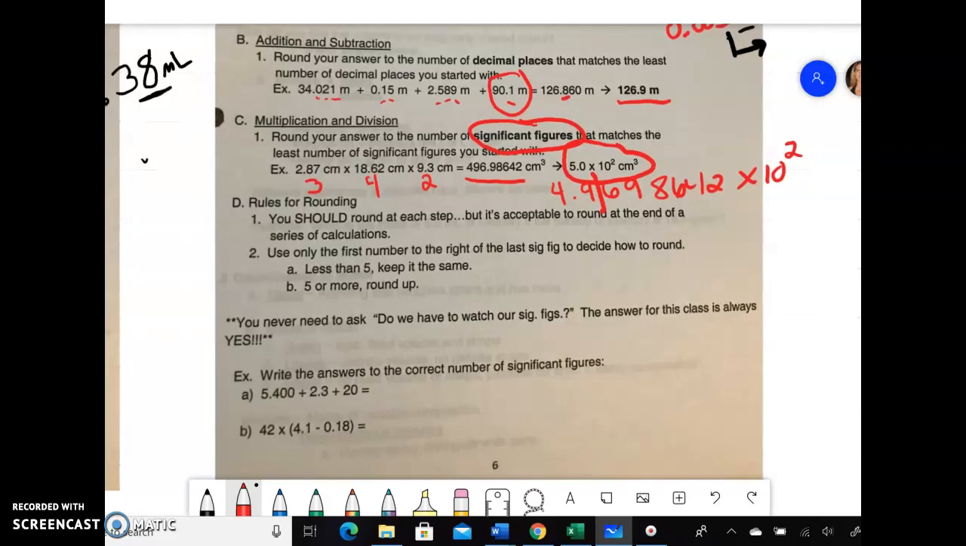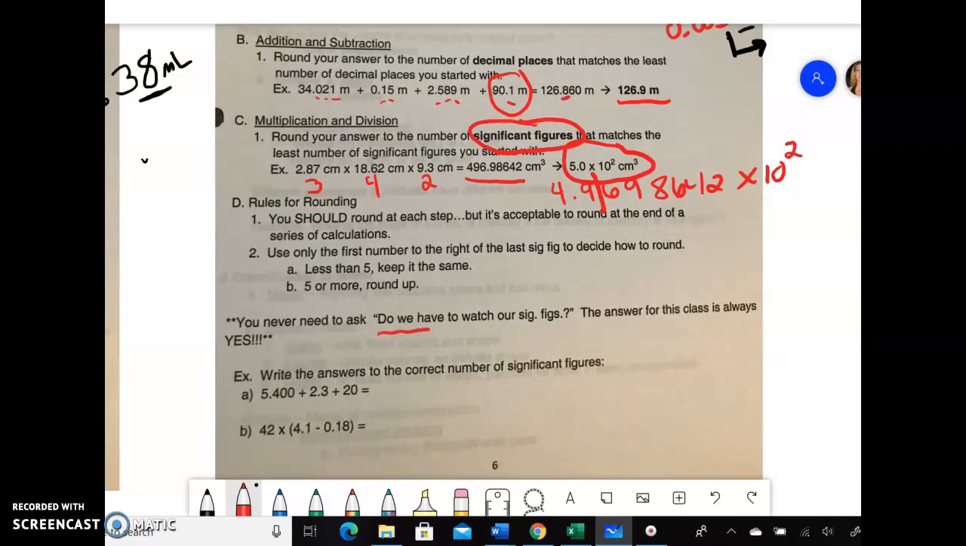The rules for rounding are that you should round for each step. However, it is acceptable to round at the end of a series of calculations. So instead of rounding at every single post in the fence, you can just type it all in and then round at the very end. And what I tell my students is just double check your answer, look back at your original numbers and make sure that it matches the right number of sig figs.